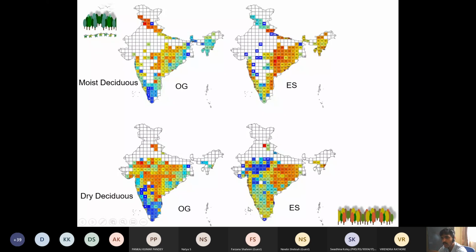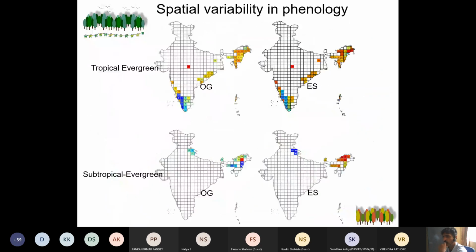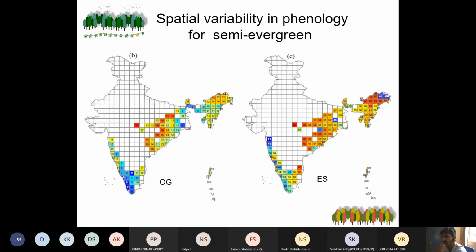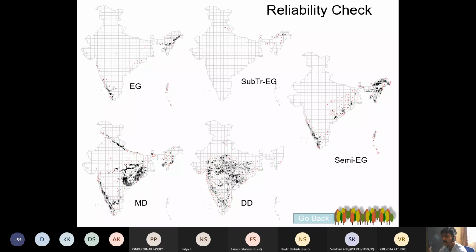We can see, you see here, the red cross means those grids are having less than 10% of the vegetation. So you should not rely upon those grids. And hence, this information will also help. This is for evergreen, subtropical evergreen, and then this for semi-evergreen, this for deciduous, moist deciduous, and then reliability check.